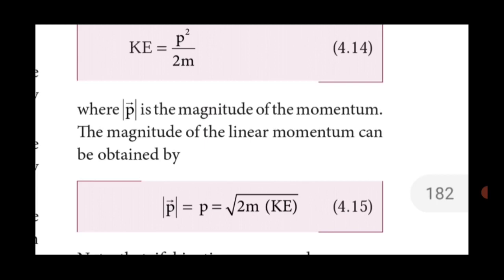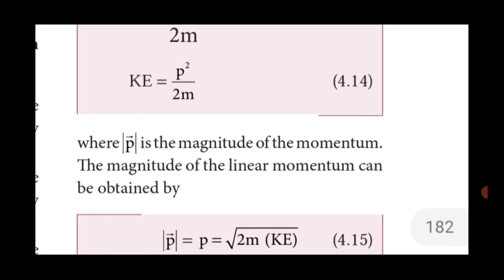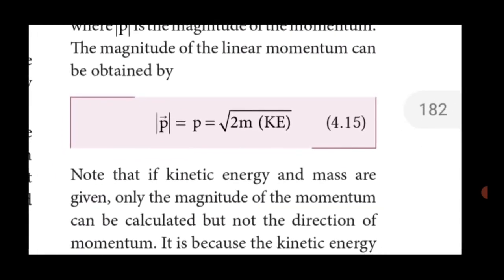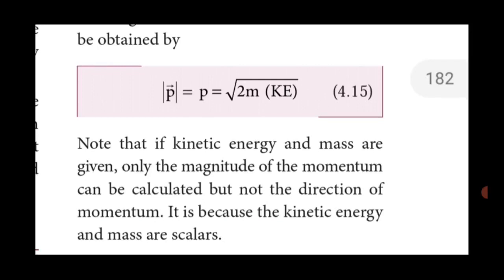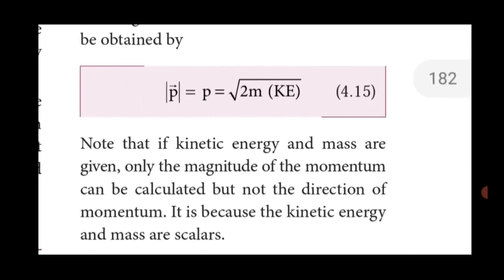The magnitude of the linear momentum can be obtained from KE = p² by 2m. So what is p²? p² = KE into 2m. Taking the square root, p = root of 2m KE. That is the final equation we are getting. That is, if kinetic energy and the mass are given, only the magnitude of the momentum can be calculated, but not the direction of the momentum.